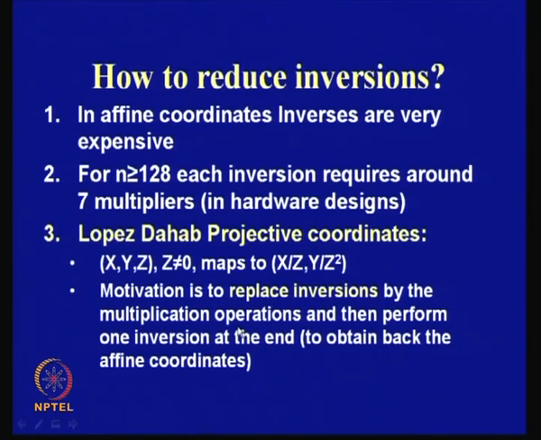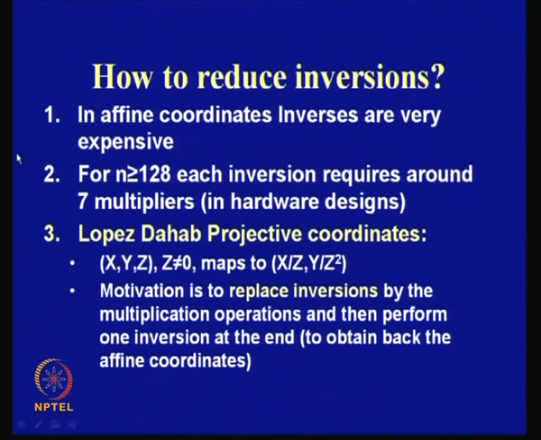So, that is basically a 3-dimensional space which is being borrowed to reduce the number of inversions which are necessary. For example, when n is greater than or equal to 128, each inversion is equivalent to 7 multipliers in hardware design. That means there is a lot of cost, and therefore there is an importance of reducing the number of inversions.